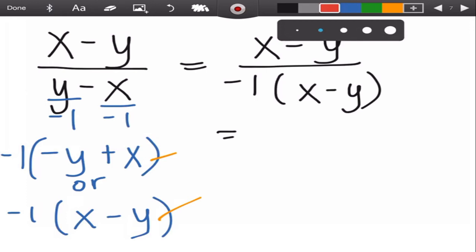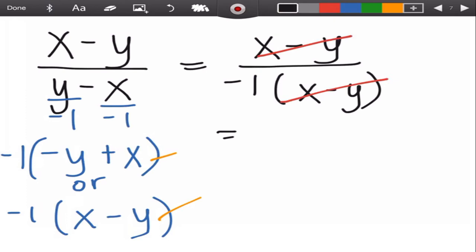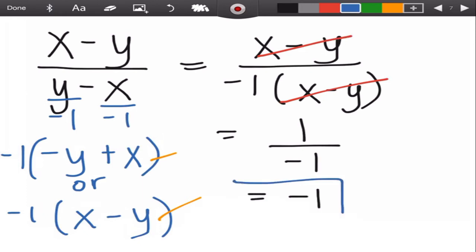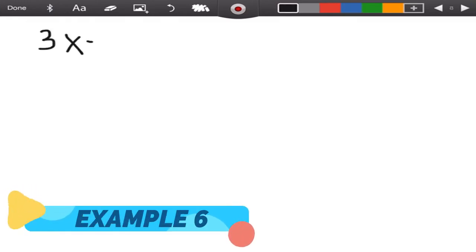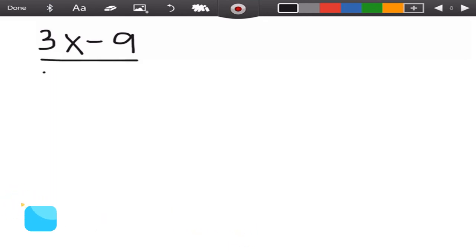Yes, we can now cancel x minus y and x minus y. The factor in the numerator is cancelled, but we still need to write 1 over negative 1. And then we will just divide this one as 1 divided by negative 1, that is negative 1. So this is the final answer. Example, 3x minus 9 over 12 minus 4x.